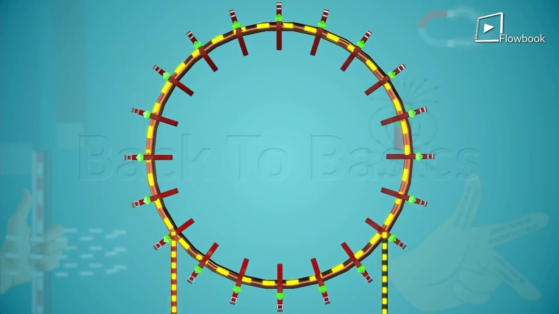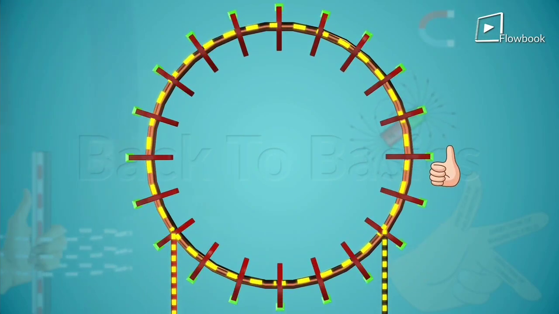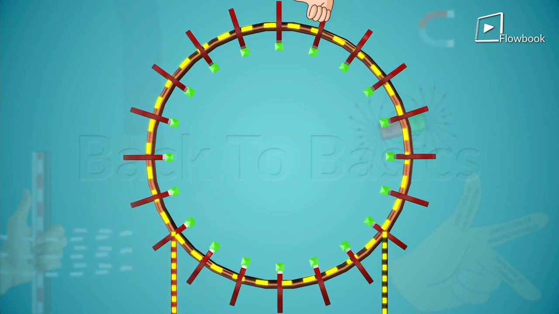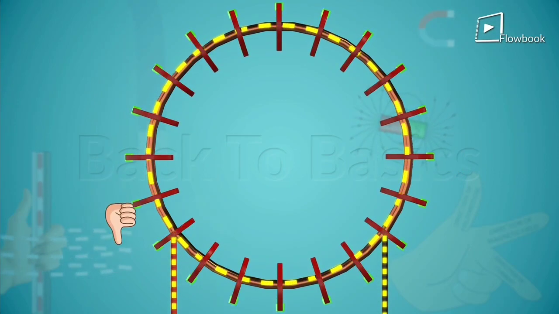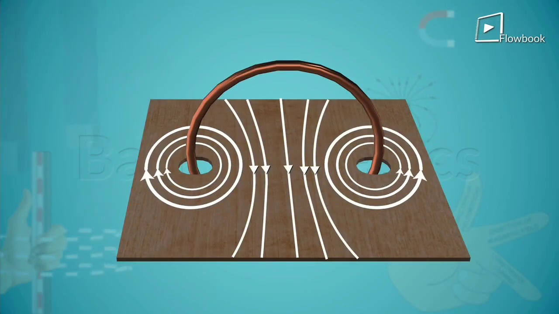Similarly, if we reverse the direction of the current, using the right hand rule, we can see that the directions of the magnetic fields at each point also get reversed. Also, within the loop, the magnetic field lines now move in the opposite direction.